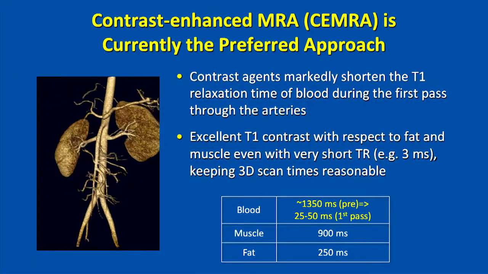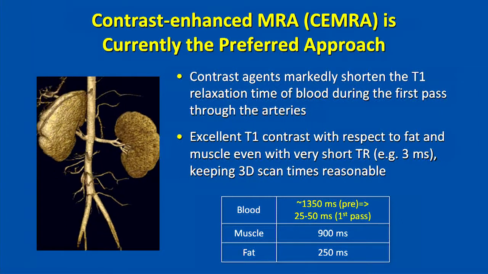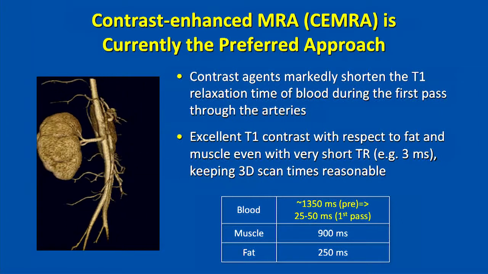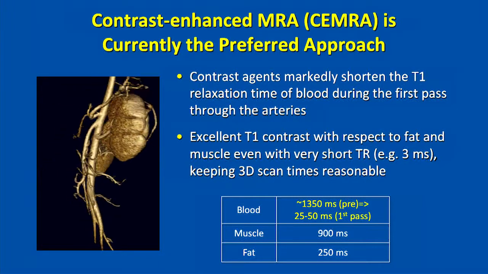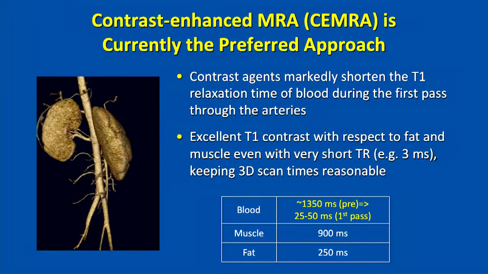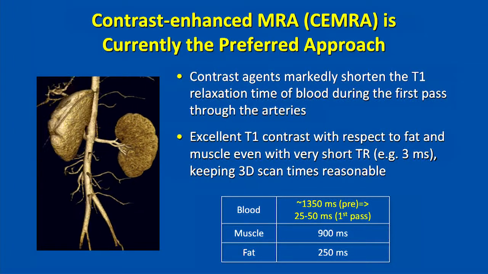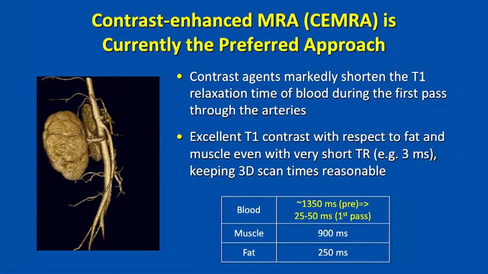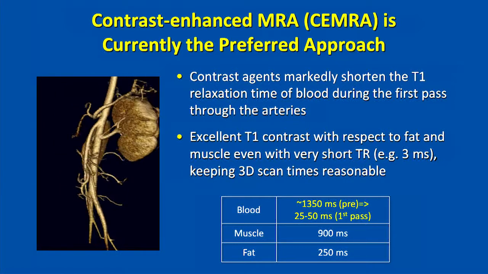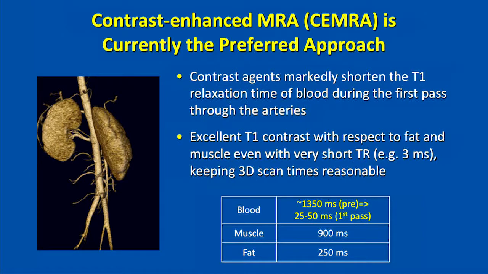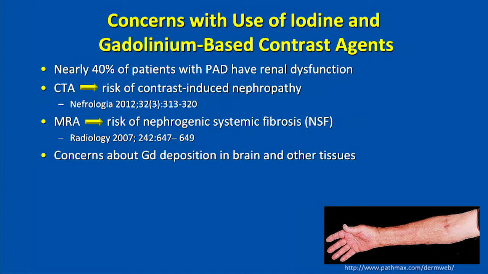First of all, I think it's important to step back and get a little perspective on this topic, and say that contrast-enhanced MRA is the preferred approach clinically. It provides excellent T1 contrast and reasonable scan times, and generally very good image quality with respect to background tissues. However, there are some concerns with the use of gadolinium-based contrast agents for MRA, as well as iodinated contrast agents for CT.